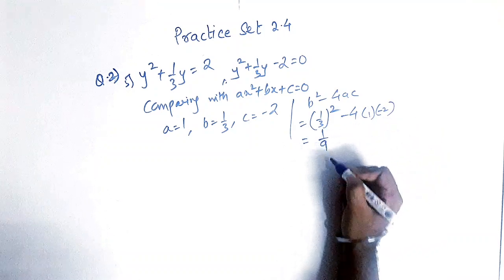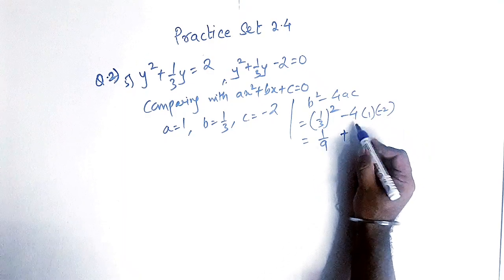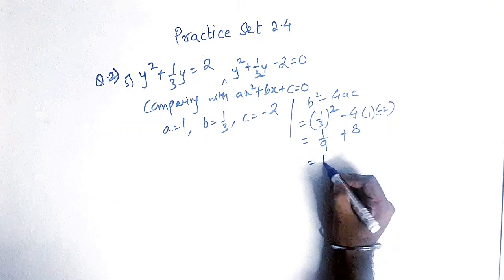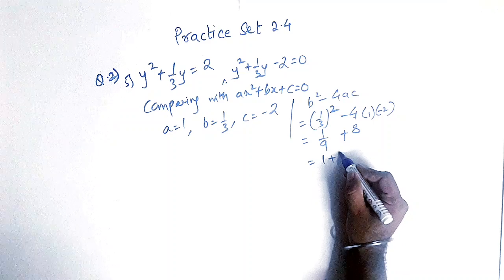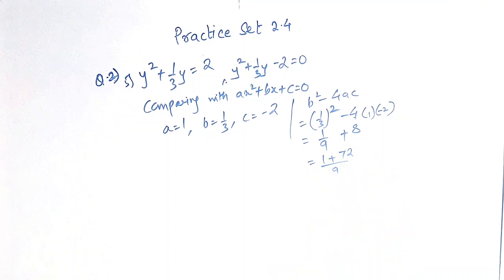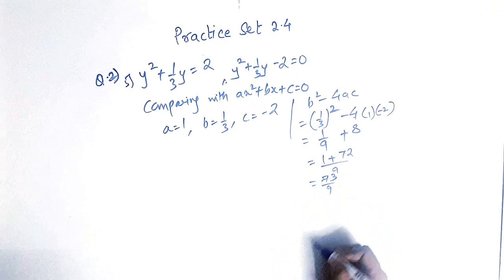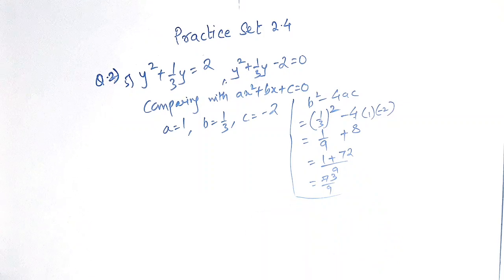This becomes 1 by 9. Okay, minus into minus is plus. 4 2s is 8. Okay, 1 plus this will be, if I cross multiply, this will be 72 upon 9. Correct? So it will be 73 by 9. Okay, so the value of b square minus 4ac is 73 by 9.